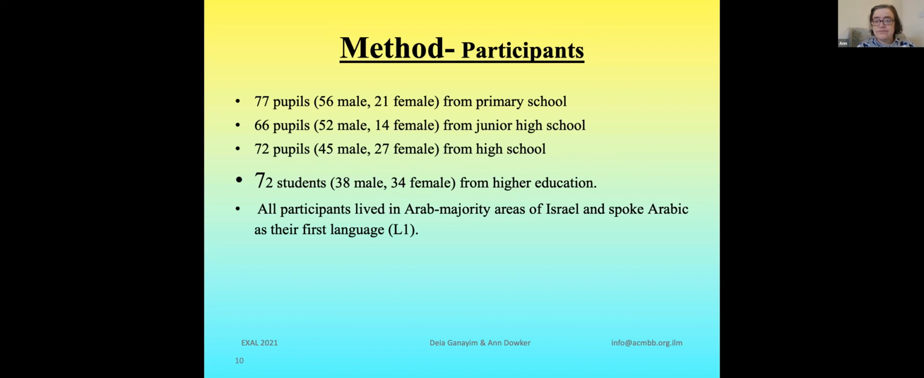So we had 77 pupils from primary school, 66 from junior high school, 72 from high school, and 72 from university. And all of the participants lived in Arab majority areas of Israel and spoke Arabic as their first language.